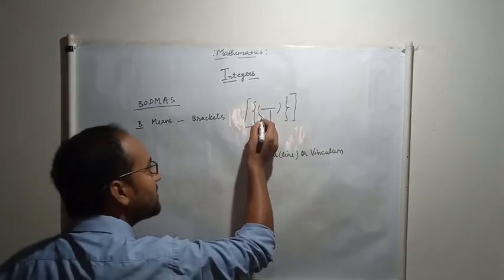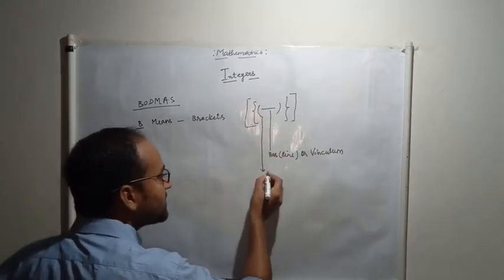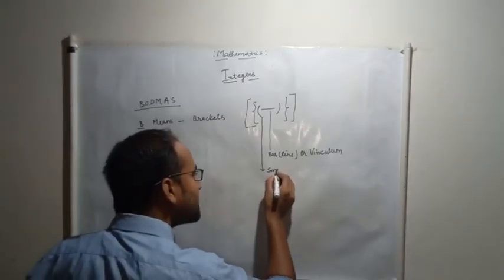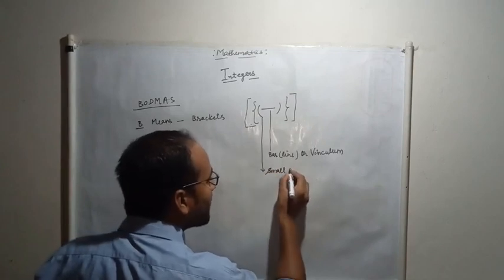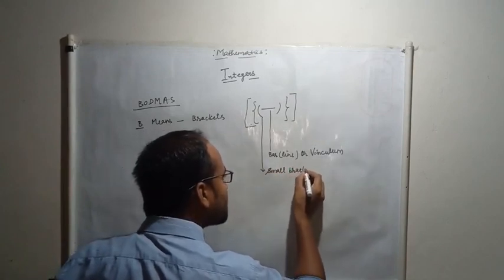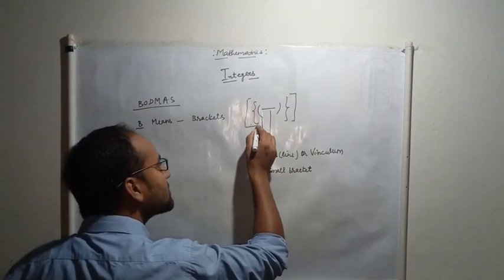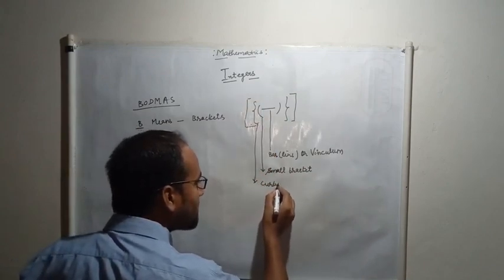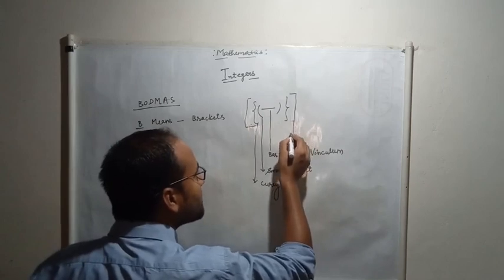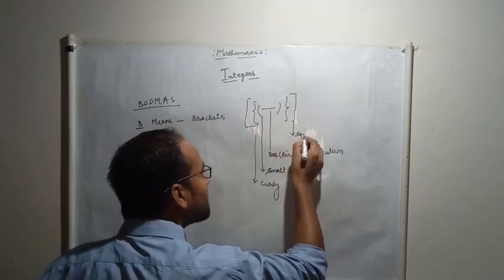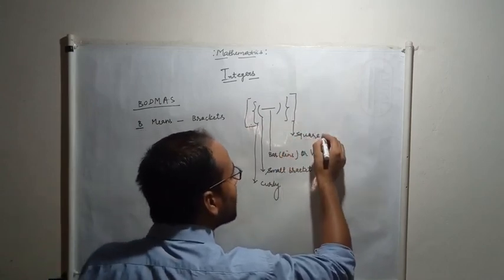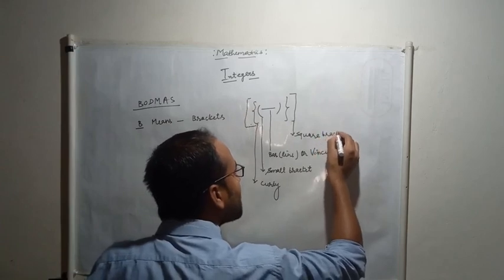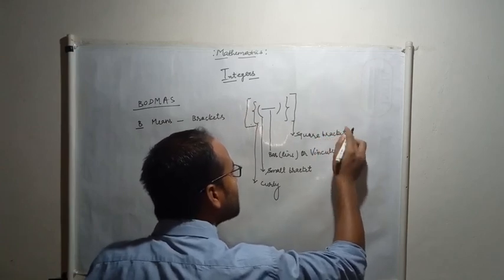Second one is called a small bracket. Third one is called a curly bracket. And the fourth one is called a square bracket, or a big bracket. That name is square bracket.